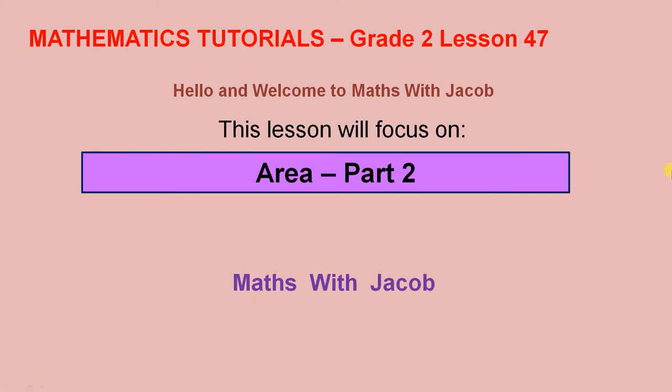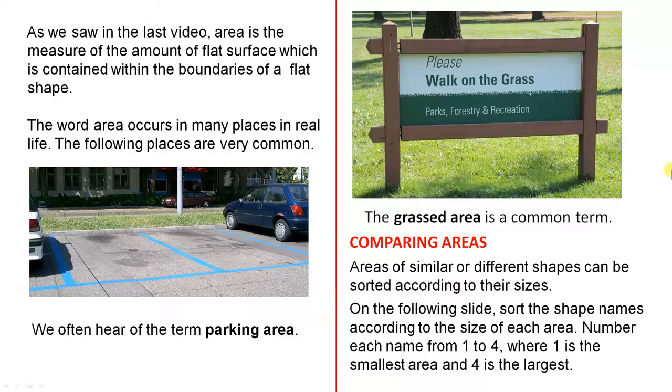This lesson will focus on Area Part 2. As we saw in the last video, area is the measure of the amount of flat surface which is contained within the boundaries of a flat shape. The word area occurs in many places in real life. The following places are very common. We often hear of the term parking area. The grassed area is a common term.